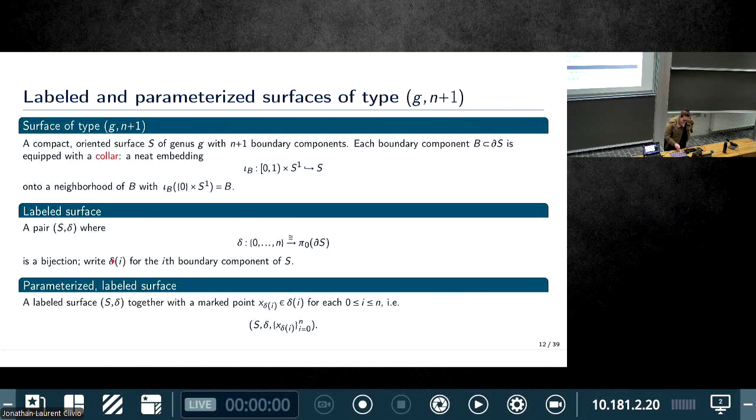And so I'm going to keep every boundary has a label and it stays with that label, it doesn't change. And then I want them to be parameterized. So on each boundary, I'm going to fix a particular mark point so that I always know where I am. Okay, so my surface comes with decorations, just like my graphs on purpose.